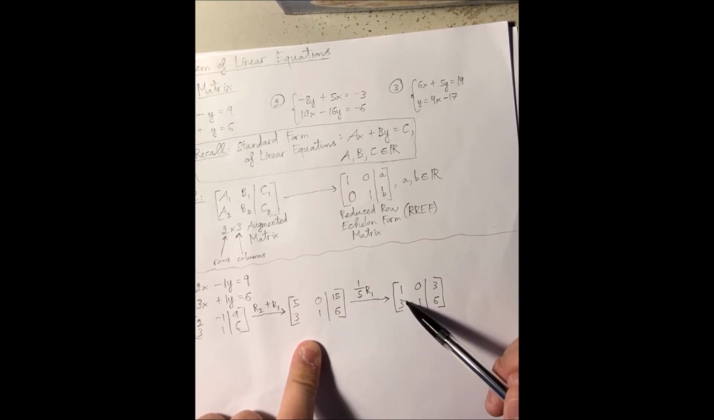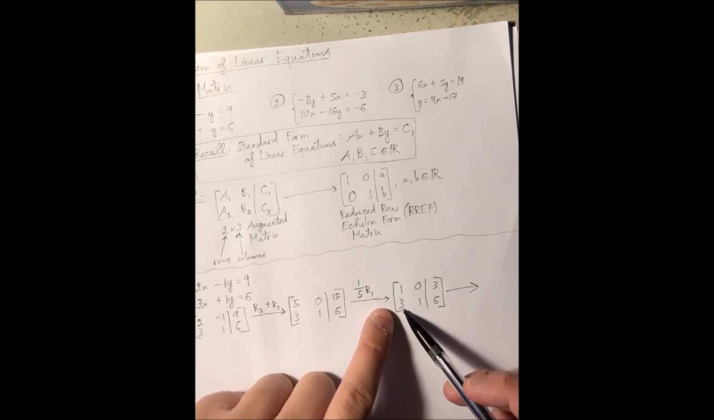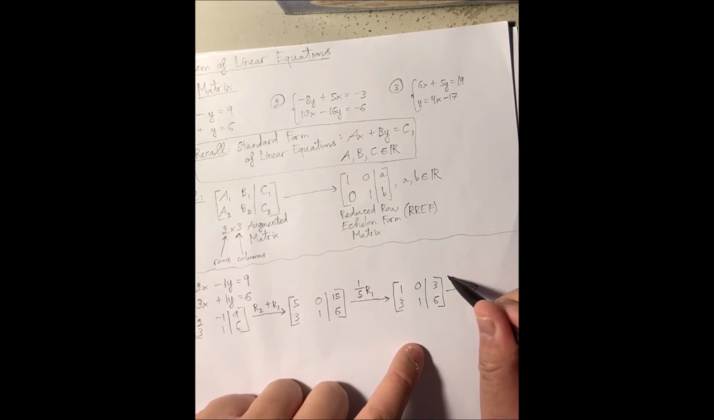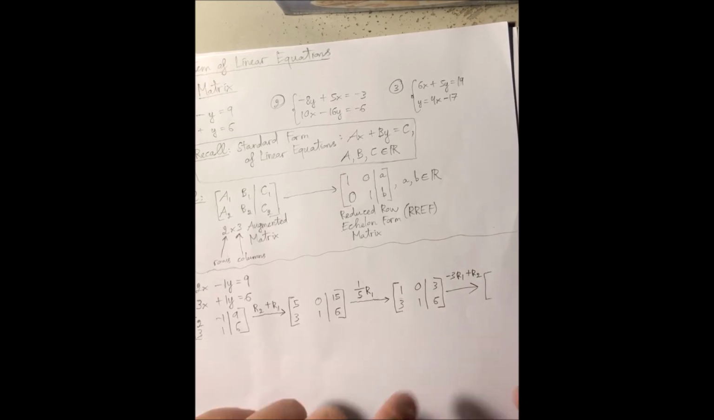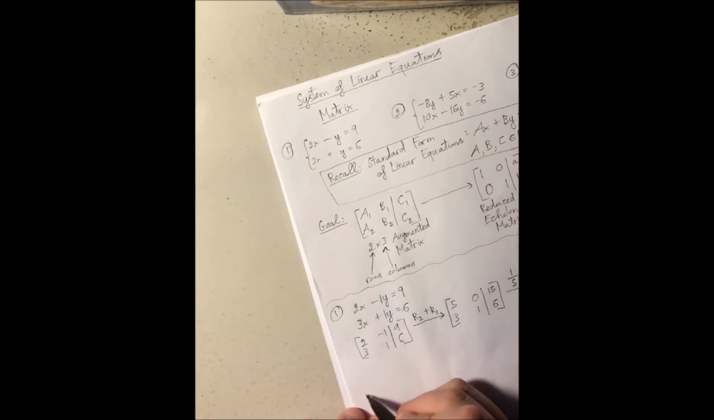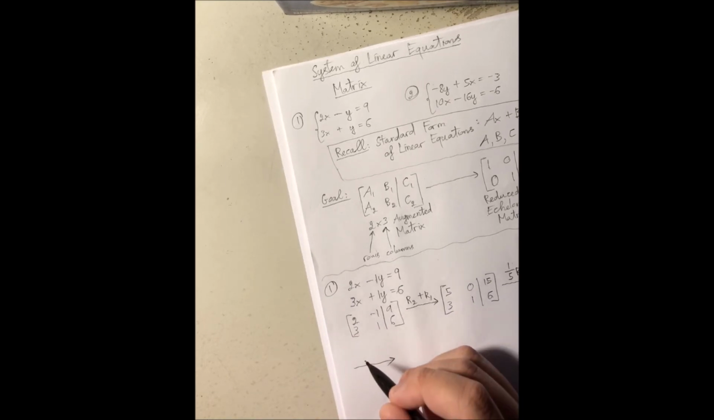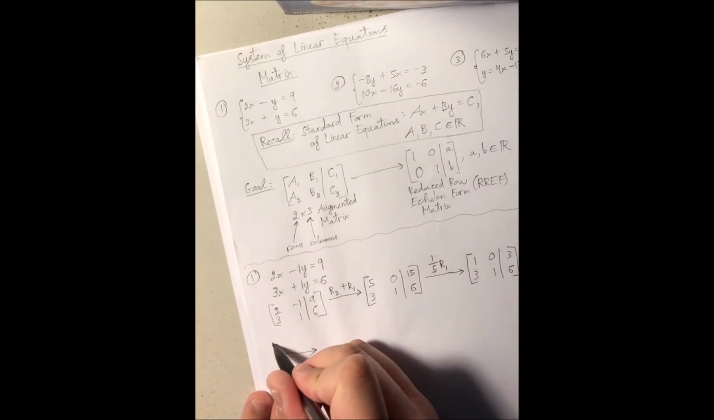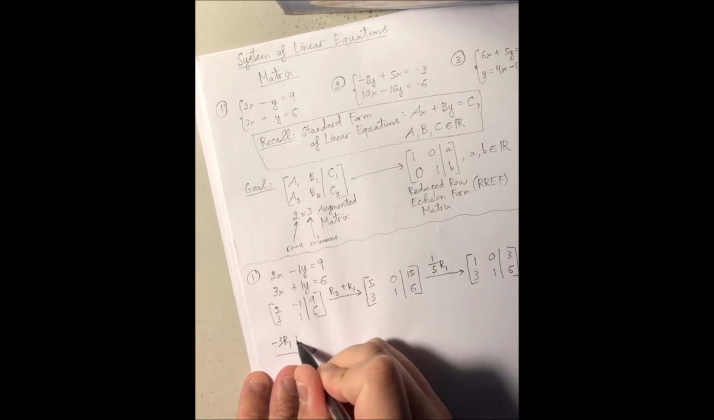So the only thing left is to reduce this number 3 down to 0. To reduce this positive 3 down to 0, if I just take negative 3, multiply row number 1, and then add it to row number 2, I would get what I want. Actually, no, I'm going to write it down here instead. This is going to be negative 3 r sub 1 plus r sub 2. All right.